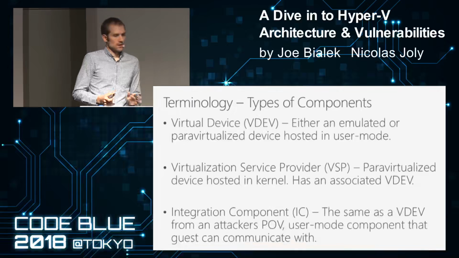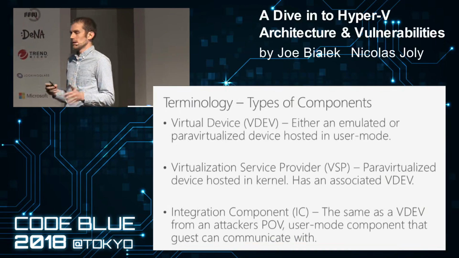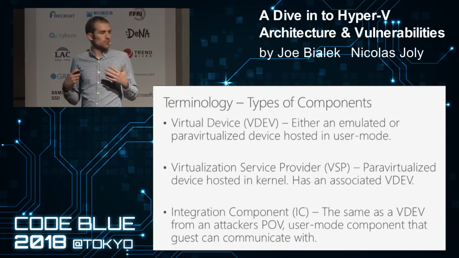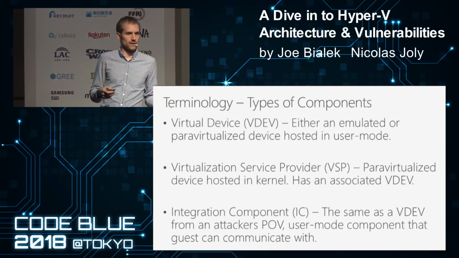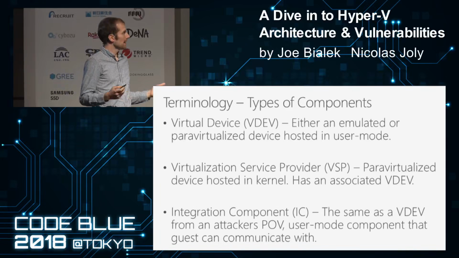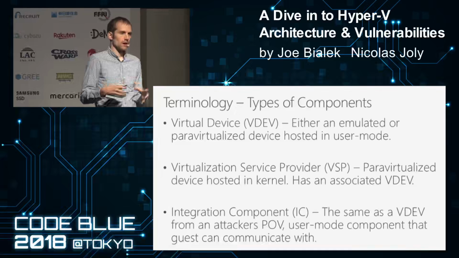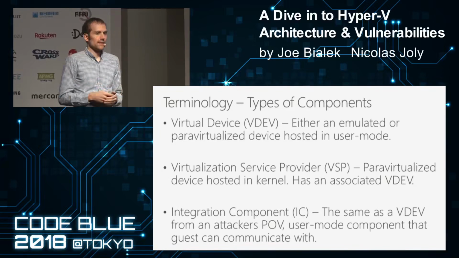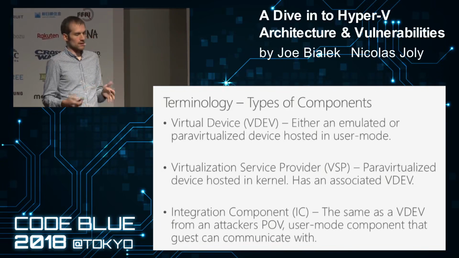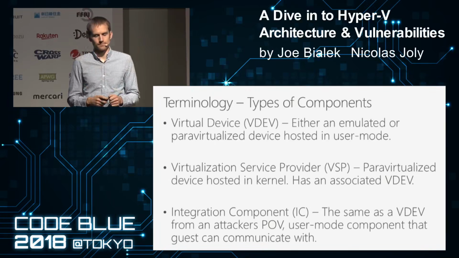The other thing I'd like to briefly talk about are some of the types of components. So if you're going and reversing Hyper-V, you'll see references to some of this stuff, and I just want you guys to know what it means. So in Hyper-V, we have what's called a VDEV, or virtual device. And this is a device that is either emulated or paravirtualized, and it is hosted in user mode of the root partition. And that contrasts with a VSP, or virtualization service provider, which is a paravirtualized device that is hosted inside of kernel mode of the root partition.